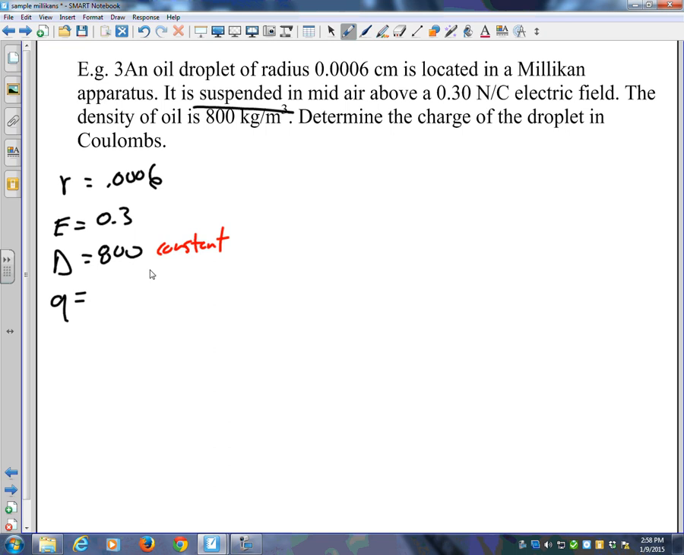Okay, so here's the steps. I'm going to go from radius to volume, to mass, to weight force, and it says in coulombs, you're lucky. Those are the steps.